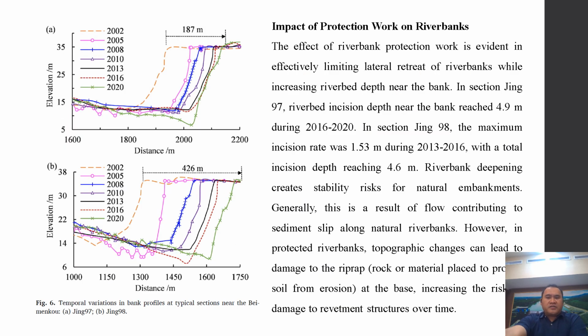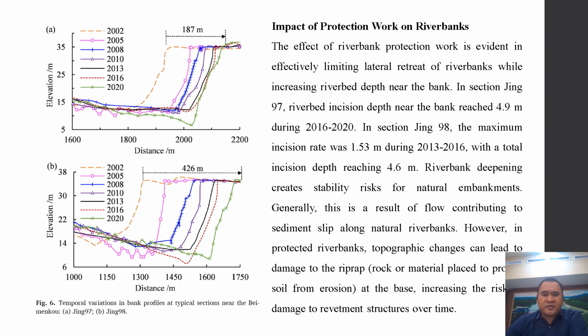Okay, so the impact of protection works on riverbanks. The effect of riverbank protection work is evident in effectively limiting lateral retreat of riverbanks while increasing riverbed depth near the bank. So we used section J 97 in the slide before. Riverbed incision depth near the bank reached 4.9 meters during 2016 to 2020. In section J 98, the maximum incision rate was 1.53 meters during 2013 to 2016, with a total incision depth reaching 4.6 meters.